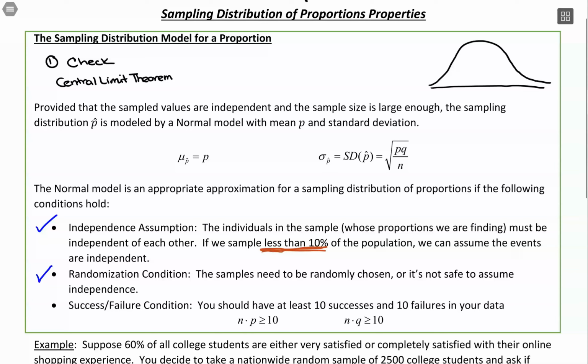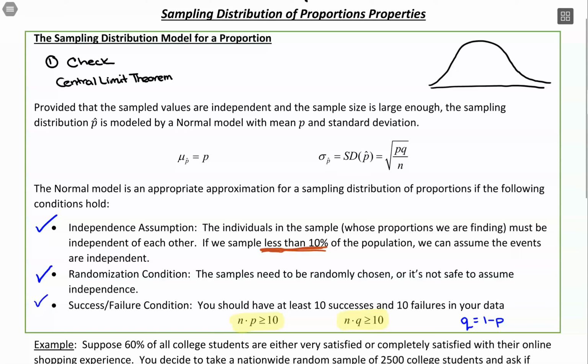And then the piece where we need to show work is the success-failure condition. That's where we'll take our sample size times our population proportion and make sure that's more than or equal to 10. And then we'll also take our sample size times 1 minus that population proportion. So q is just 1 minus p, and make sure that's also more than or equal to 10. They both have to be more than or equal to 10 for us to pass that success-failure condition. So then from there, what we're going to do is build our normal distribution.